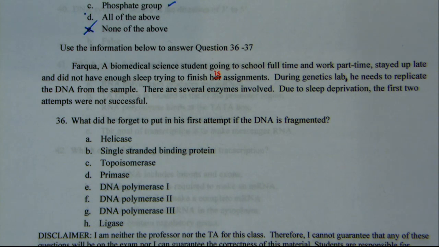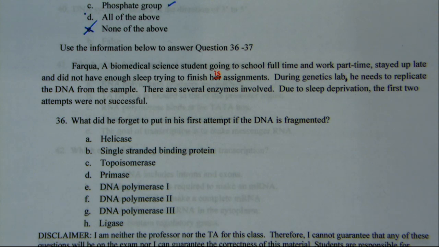So this one uses information, okay, I borrowed the name from somebody else. Fakwa, a biomedical science student going to medical school full-time and working part-time, stays up late, did not have enough sleep, trying to finish his assignment. During genetic lab, he needs to replicate DNA from a sample, and there are several enzymes involved. Due to sleep deprivation, the first 2 attempts were not successful. So the question asks, what did he forget to put in the first attempt if the DNA is fragmented?